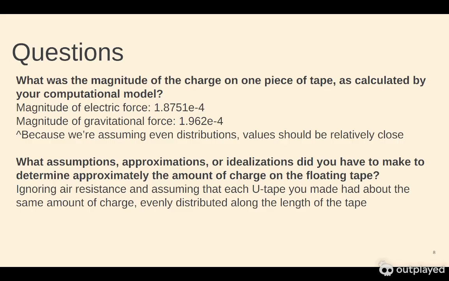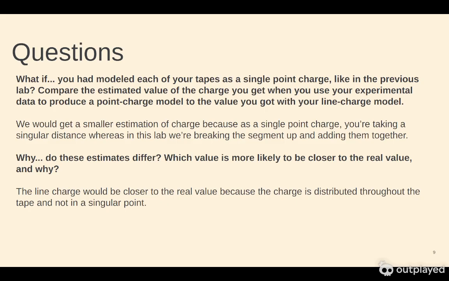So, questions. What was the magnitude of the charge on one piece of tape as calculated by the computational model? As I said before, the electric force was 1.875 e to the negative 4th. And then the magnitude of the gravitational force was 1.962 e to the negative 4th. And because we're assuming even distributions, the values should be relatively close. What assumptions, approximations, or idealizations did you have to make to determine approximately the amount of charge on the floating tape? We had to ignore air resistance and assume that each U-tape I had made had about the same amount of charge evenly distributed along the length of the tape.